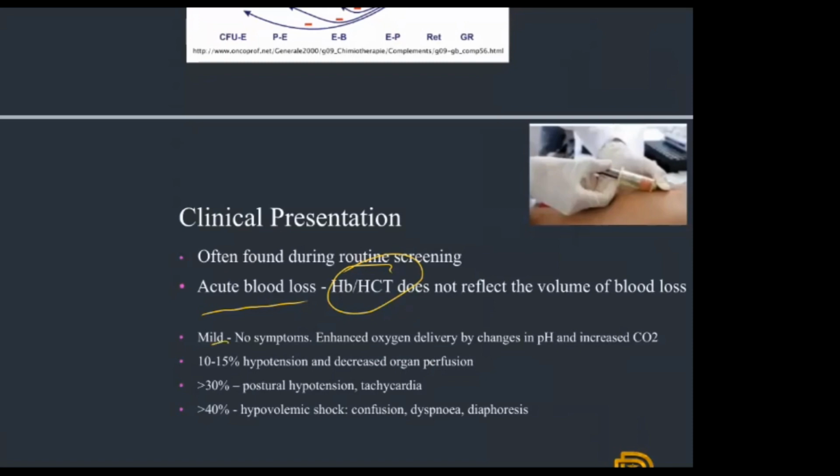So we can suspect the level of blood loss according to the symptoms. If it is mild, there will be no symptoms. With 10 to 15% blood loss, the patient will have hypotension and decreased organ perfusion. With more than 30% blood loss, there will be postural hypotension and tachycardia. And after 40% whole blood loss, the patient will have hypovolemic shock. So this is how we can classify acute blood loss.